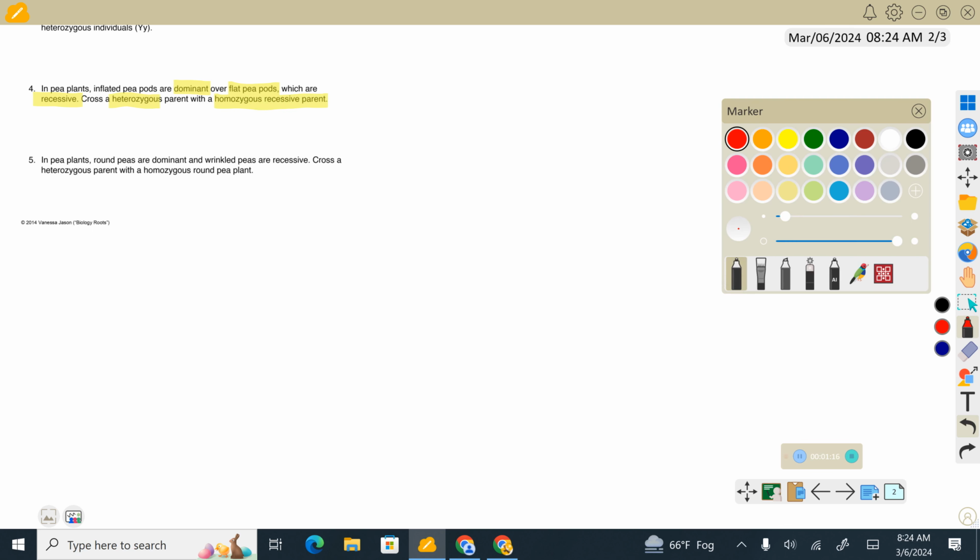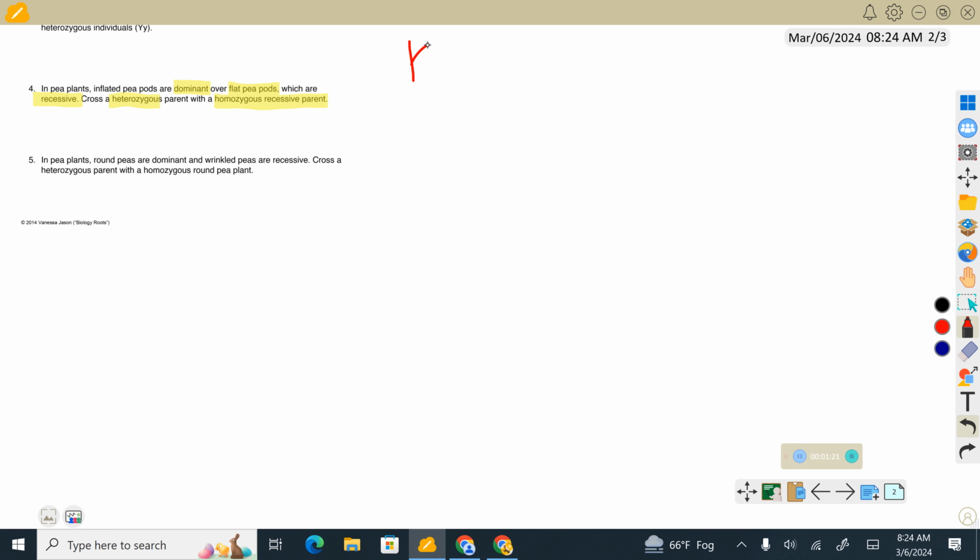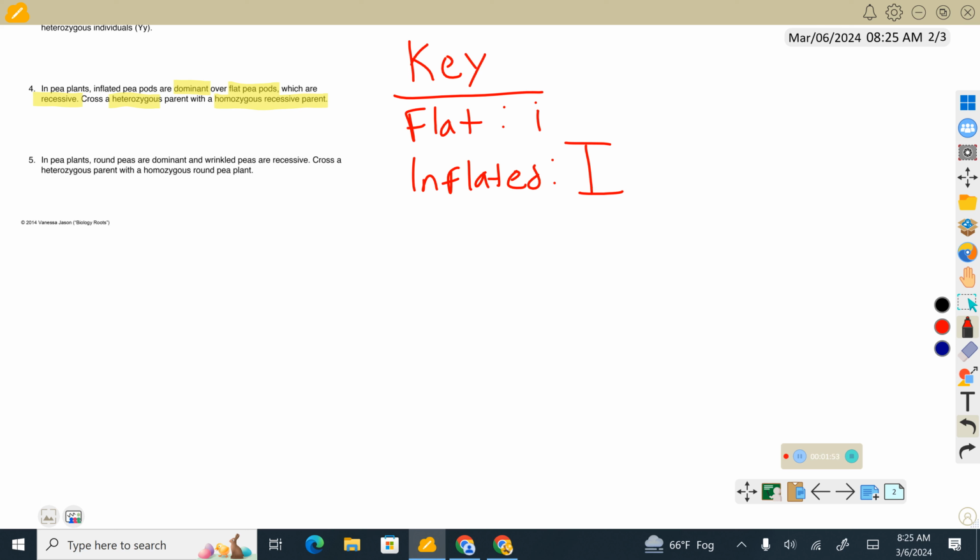Now, if you follow these steps, you'll never get a monohybrid cross wrong. All right, so the first step is to make a key. So here's my key. My key deals with my trait, which every single trait in the monohybrid cross is going to have two forms. So one can be flat or inflated. Flat or inflated. And now what you can do is assign any letter that you want. So since my inflated ones are dominant, I'm going to use a capital I for inflated, and I'm going to use a lowercase I for flat. My key is done. That's step 1.